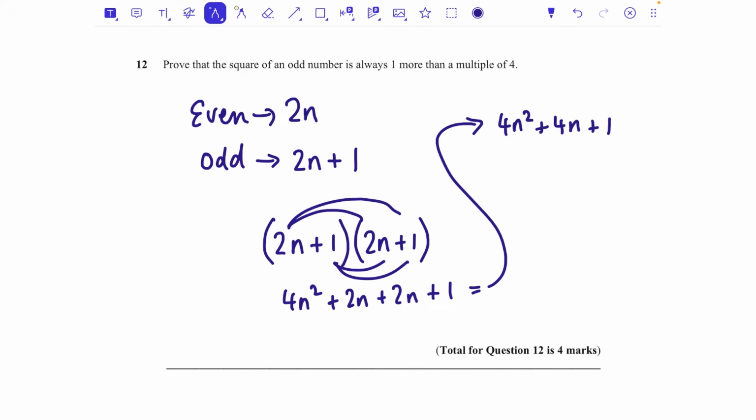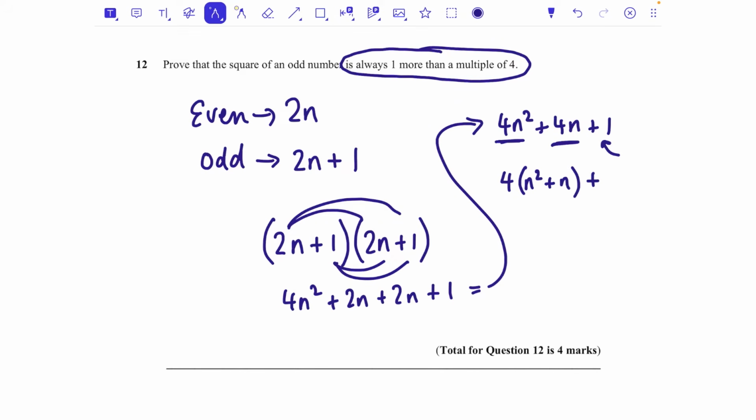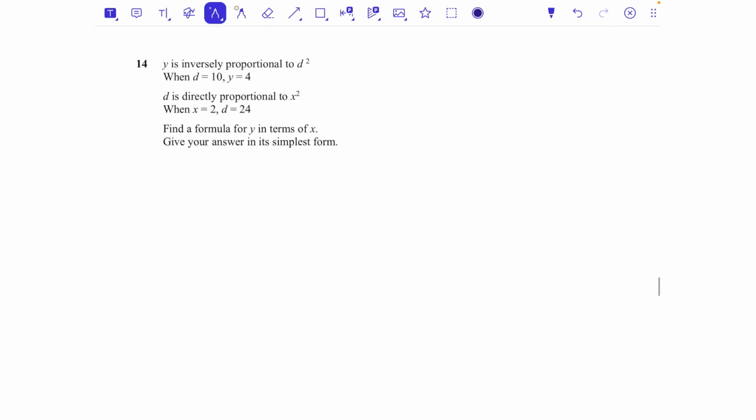And we're trying to show that this is always one more than a multiple of 4. This bit's in the 4 times table, this bit's in the 4 times table, and this is the one more that they've asked you for. So I'm going to write that properly by taking 4 out as a factor, just to really prove my point. It's 4 lots of something, add an extra 1. Therefore, 1 more than a multiple of 4. And that's it. That topic is proof, if you wanted to know.